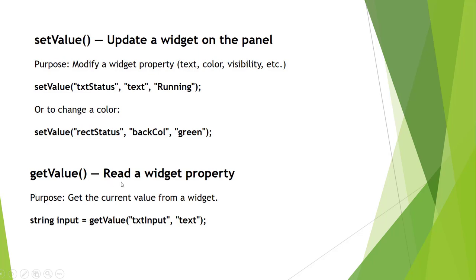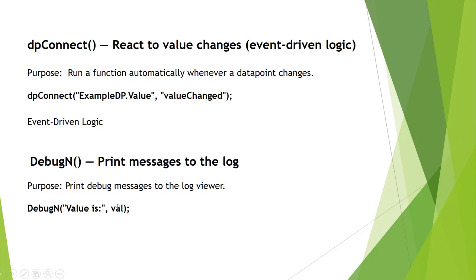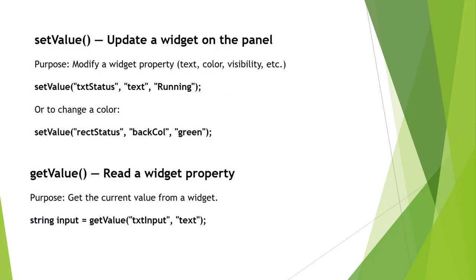getValue just reads a widget property, okay? Its purpose is to get the current value from a widget, for example a string input. Look here, text, the text input, okay?